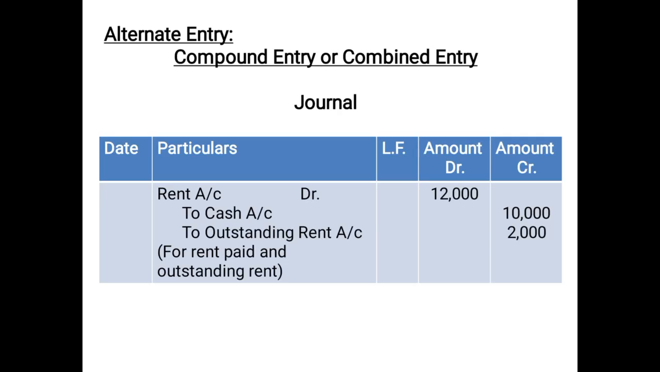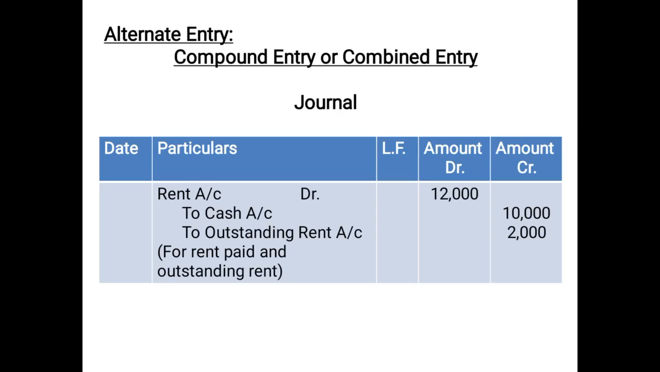What is a compound or combined entry? In which more than one account is debited or credited, that is known as a compound or combined entry. So what can be the combined entry for this? There we had debited rent account twice, once with 10,000 and once with 2,000. So in the combined entry, we can debit rent account altogether with 12,000, that is 10,000 plus 2,000. And then whatever is credited: to cash account 10,000, to outstanding rent account 2,000.